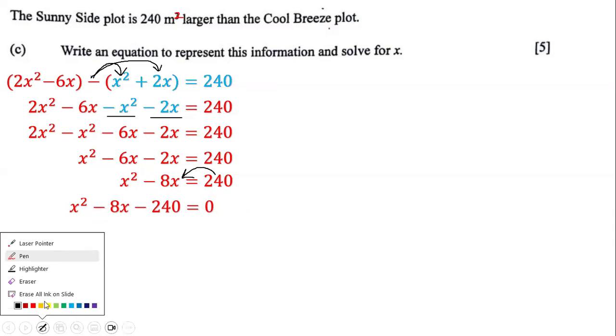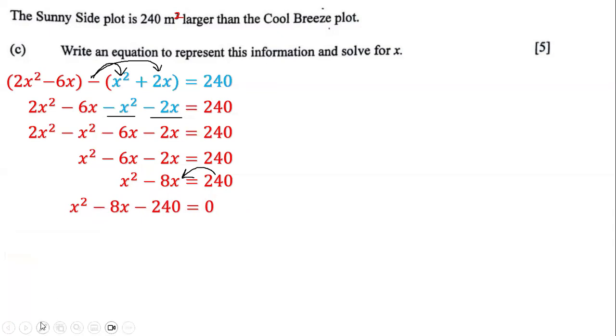Okay, so now when we take that 240 and send it over the equal sign, we have x squared minus 8x minus 240 is equal to 0. And this right here is written in a way that we could apply the quadratic formula. Plus, this right here is the equation that is used to represent the information that they gave us. And so this is a simplified form of the equation above.